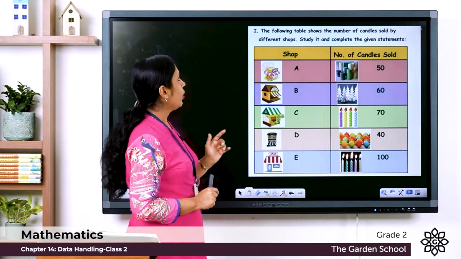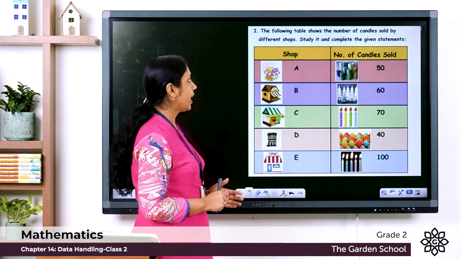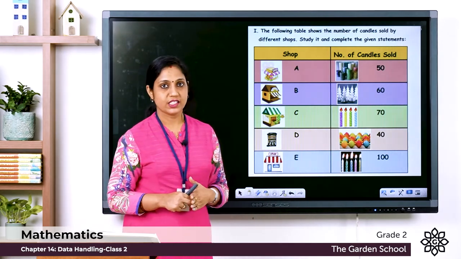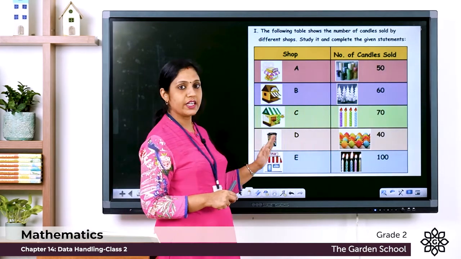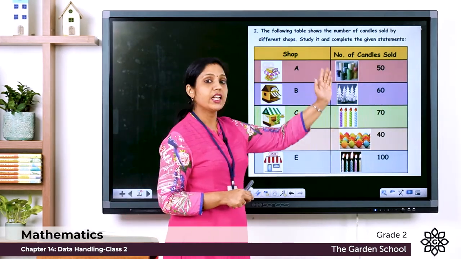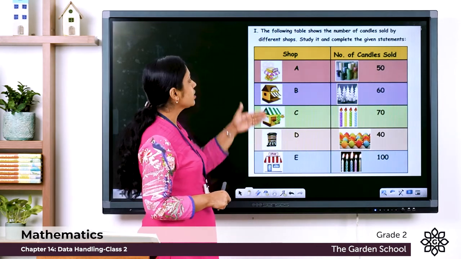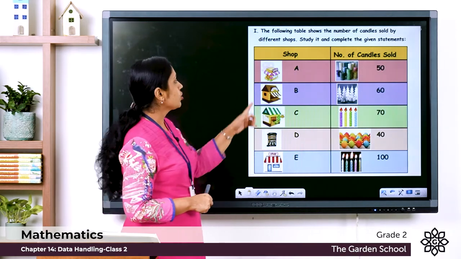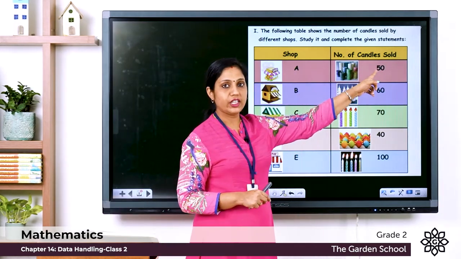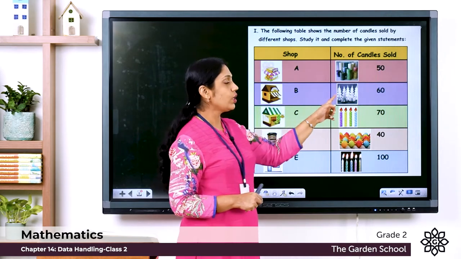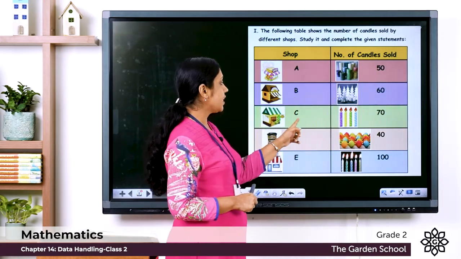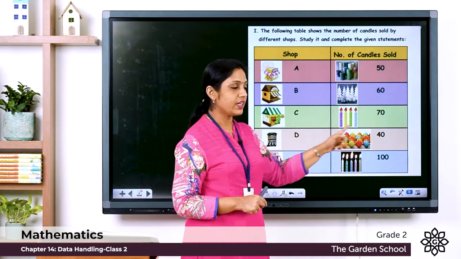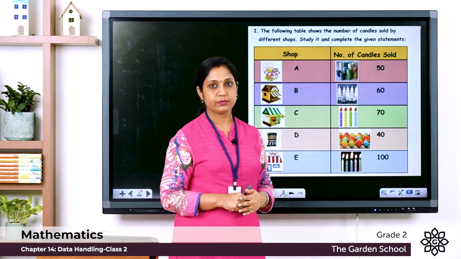Next example, the following table shows the number of candles sold by different shops. Study it and complete the given statements. So you can see on the left side, shop is given, and on the right side, number of candles sold is given. It is shop A, shop B, shop C, shop D, and shop E. Shop A sold 50 candles. Shop B sold 60 candles. Shop C sold 70 candles. Shop D sold 40 candles. And shop E sold 100 candles.